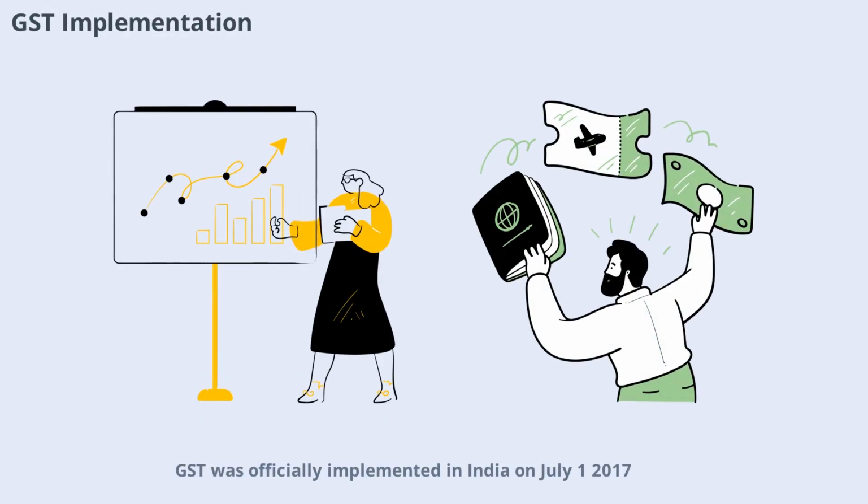GST was officially implemented in India on July 1, 2017, marking a significant shift in the country's tax landscape. This change was brought about through the 101st Amendment of the Constitution of India. The introduction of GST replaced a multitude of central and state taxes, reducing complexity and making compliance easier for businesses. The transition to GST was a massive undertaking, involving coordination between the central and state governments, and required businesses to adapt to new systems and processes.